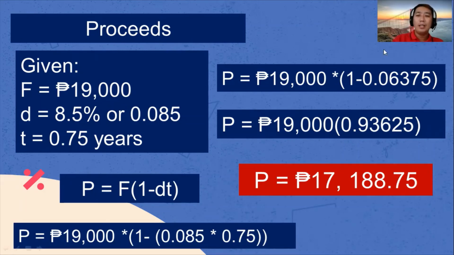Again, multiply first 0.085 by 0.75. That is 0.06375. Then subtract 1 minus 0.06375. That is 0.93625. Then multiply it by 19,000. And the answer is 17,188.75. That is the amount to be received by the borrower.